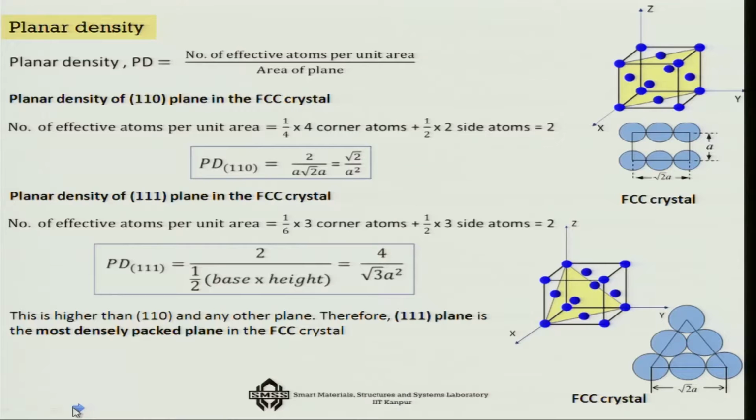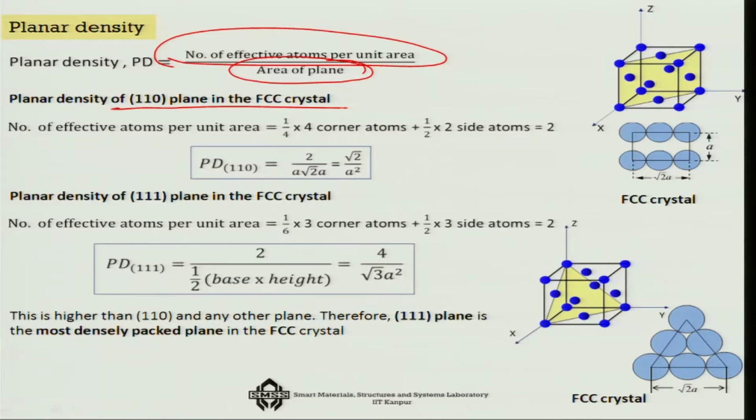These are planar density, that is the number of effective atoms per unit area divided by the area of the plane. Okay. Suppose we are considering planar density of the 110 plane in the FCC crystal. Then if you look at the FCC crystal structure, you see that you have 1/4 into 4 corner atoms, all corner atoms, plus half into 2 side atoms. So, there are 2 side atoms that it is also having, half into 2.